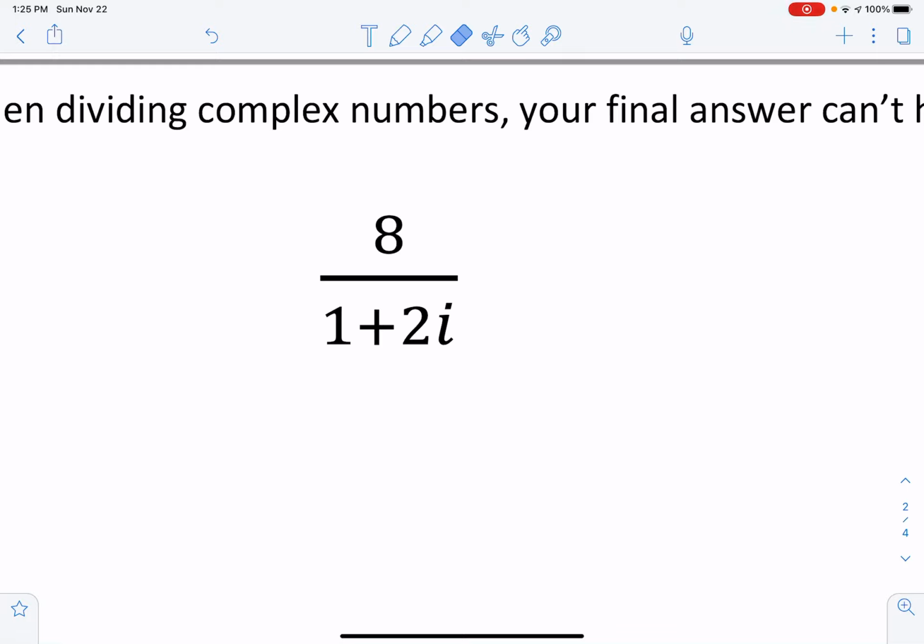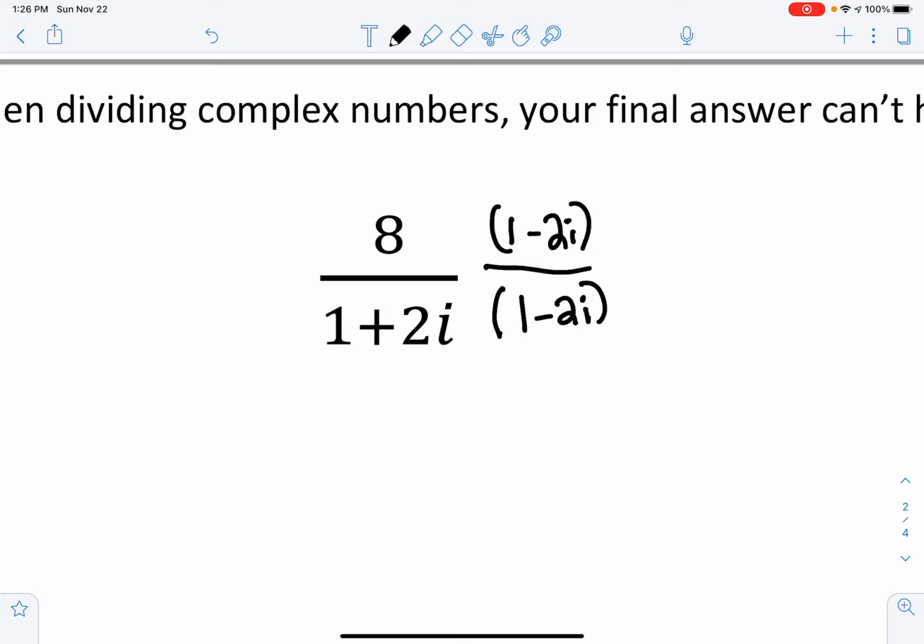Hi, so today we're going to talk about how to simplify, it's called rationalizing complex numbers. What you're going to do is try to get rid of all the i's in the denominator. So you force your denominator to have what's called a difference of squares, and it'll simplify and get rid of all your i's.